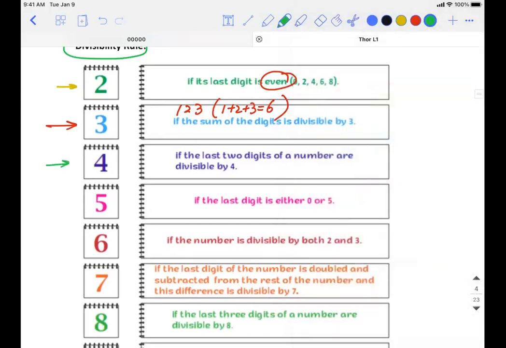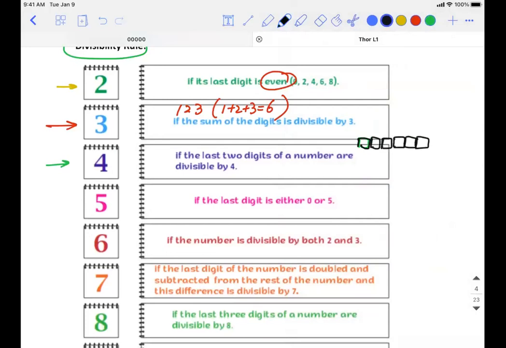Number 4, what are the numbers that could be divisible by 4? If the last two digits of a number are divisible by 4, then this number is divisible by 4. What does it mean? It means if I give you a number, regardless of how many digits, I don't really care. It can be 2 digits, it can be 2,000 digits.